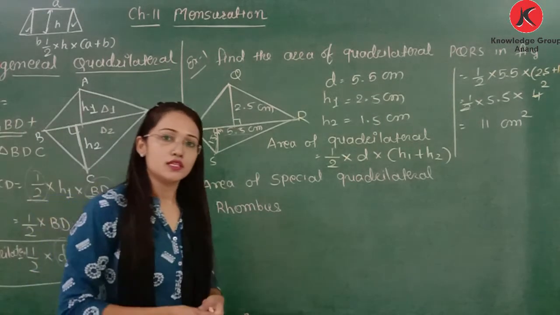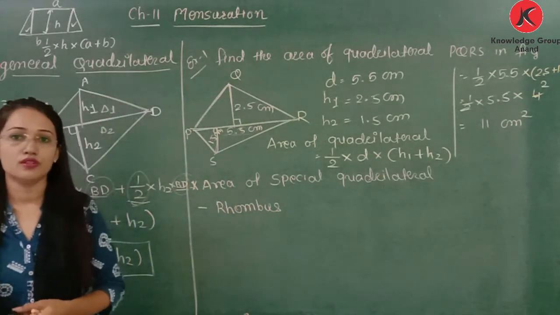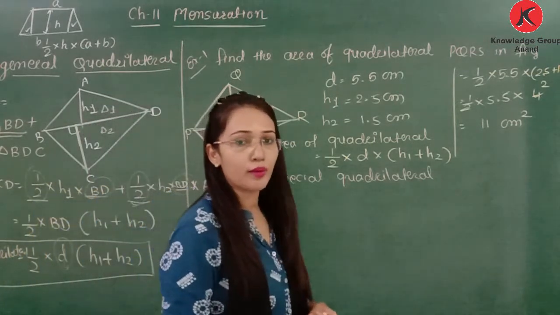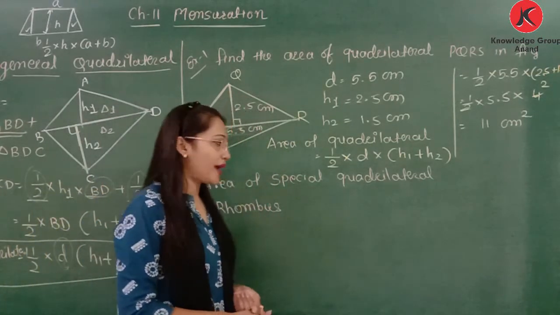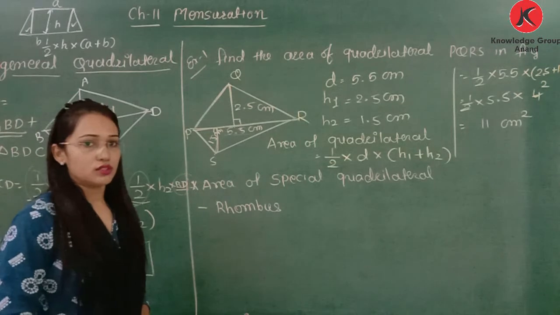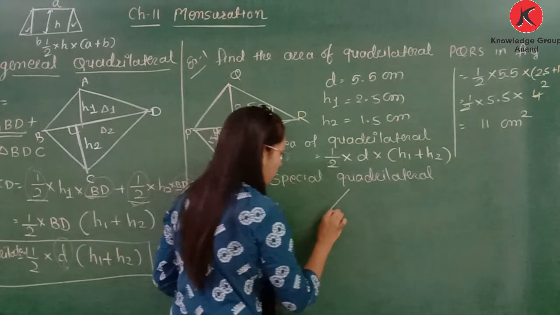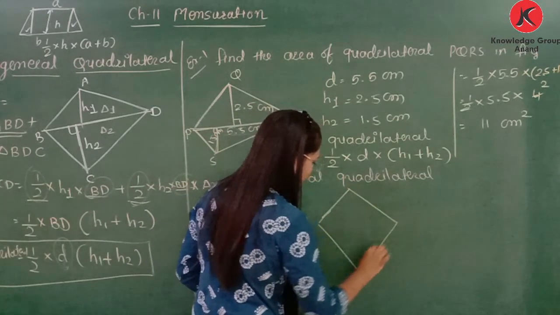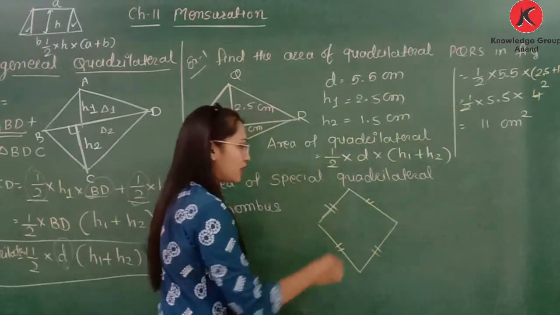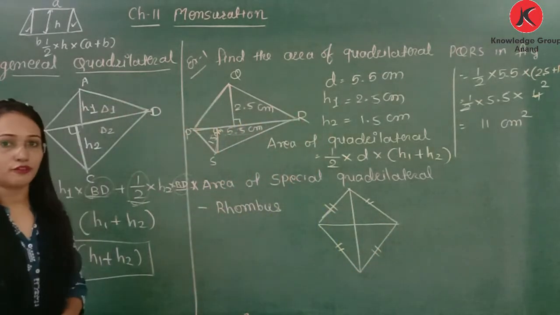In a rectangle, opposite sides are equal, all angles are 90 degrees, and diagonals are of equal length. That is the property of a rectangle. In a parallelogram, opposite sides are equal and parallel, and diagonals bisect each other. And what is the property of a rhombus? If we draw a rhombus, all sides are equal and opposite sides are parallel, and diagonals are perpendicular bisectors. So that is the property of a rhombus.